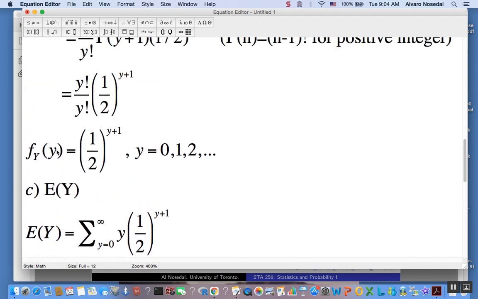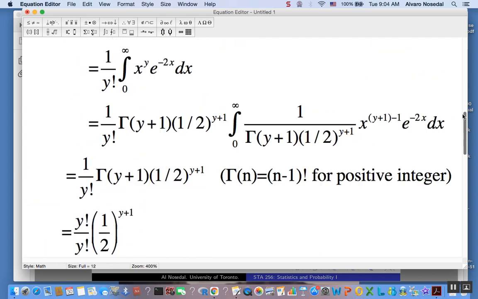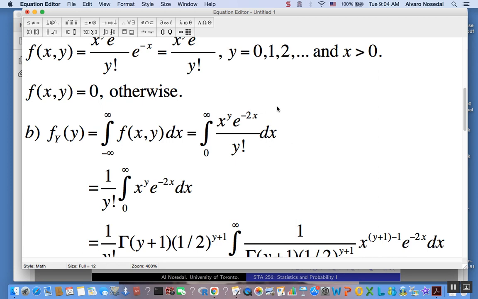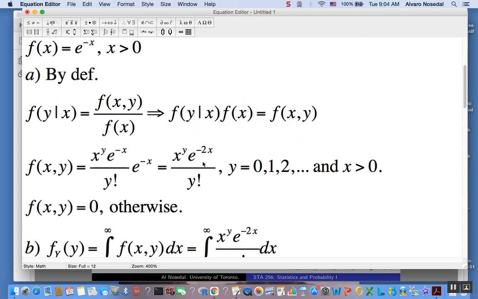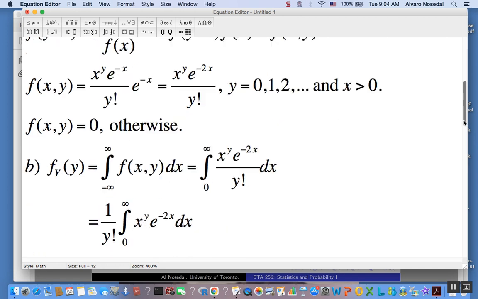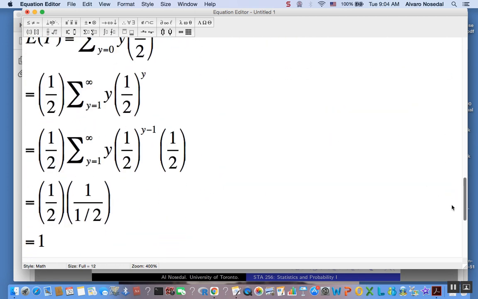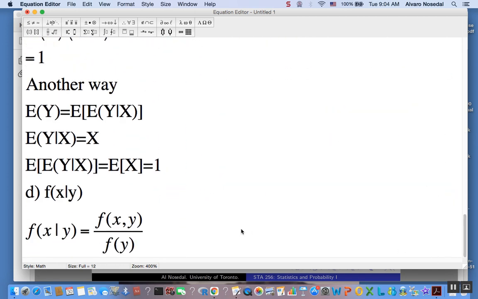Right? That's the marginal, and the joint, we already have that from part A. So we just divide this by the marginal, okay? And that's it, okay? So let me show you that, right? Let's do that.